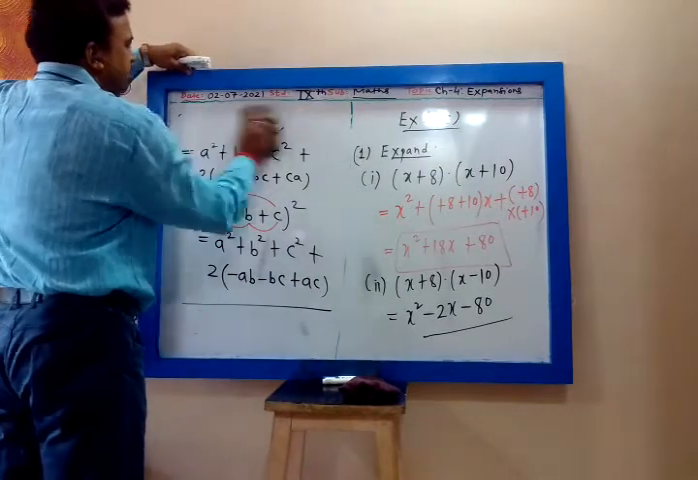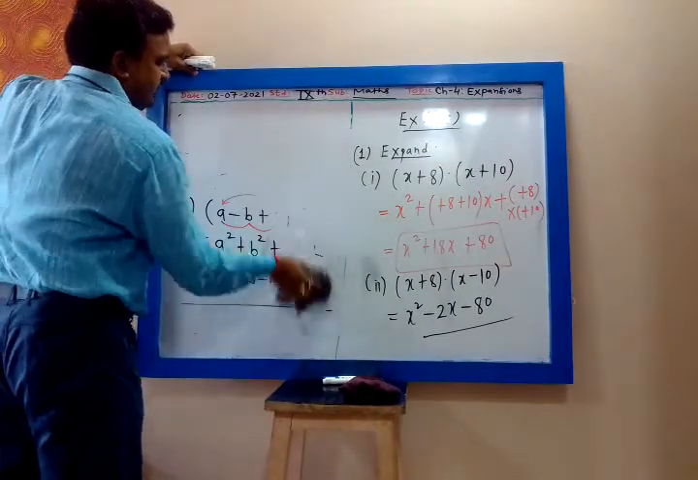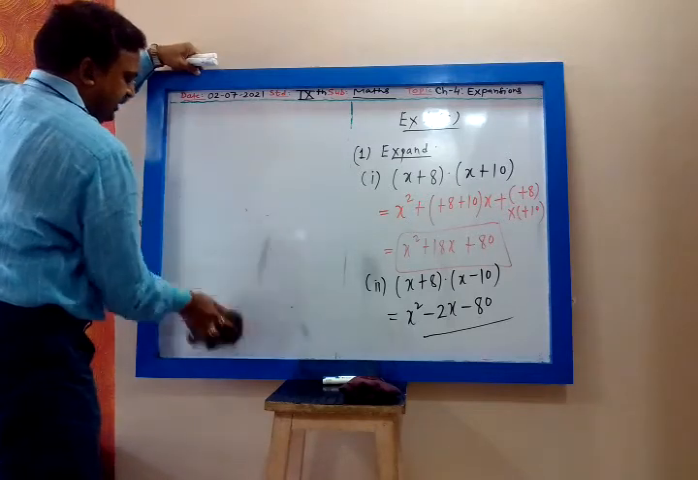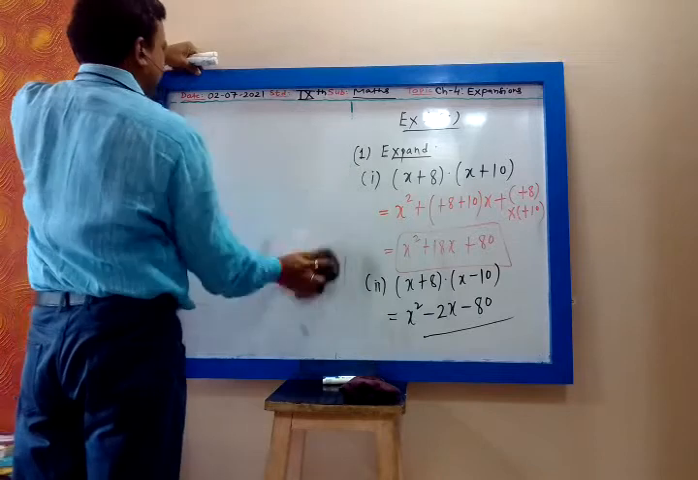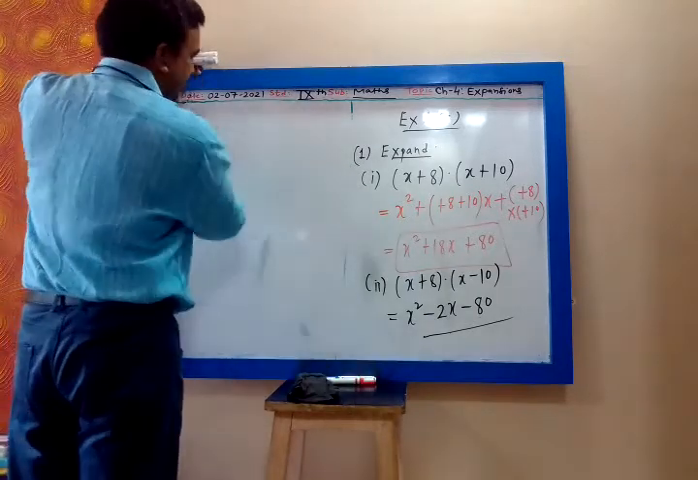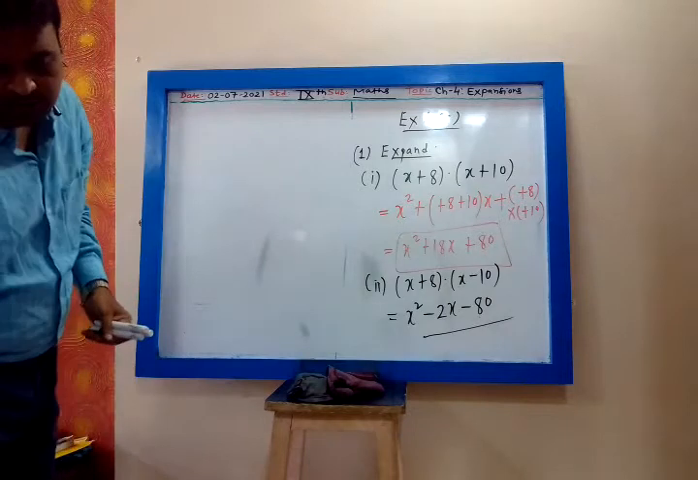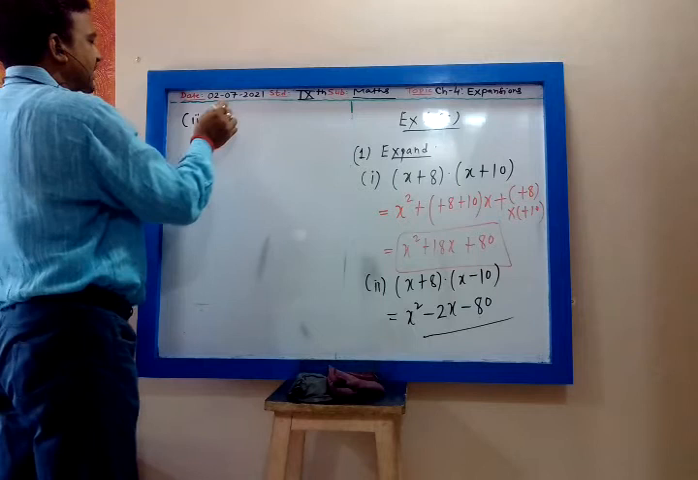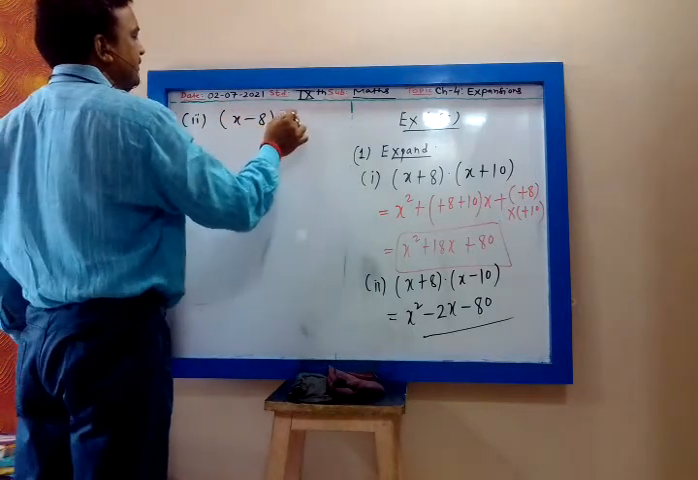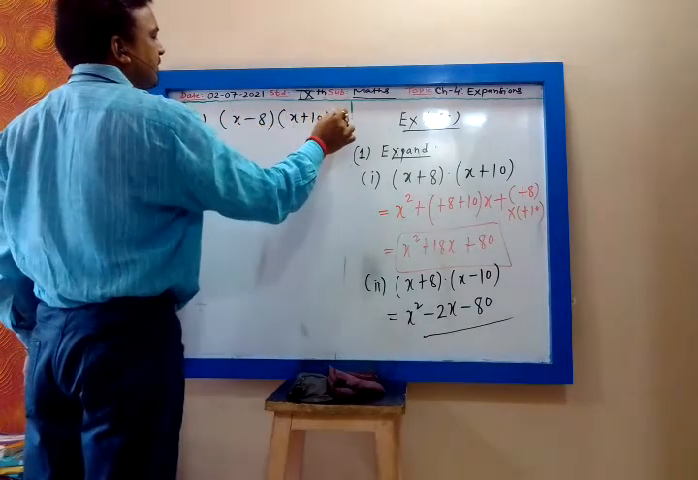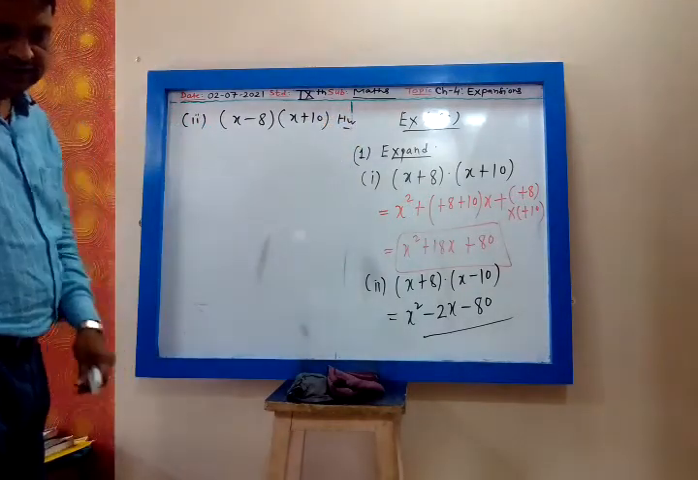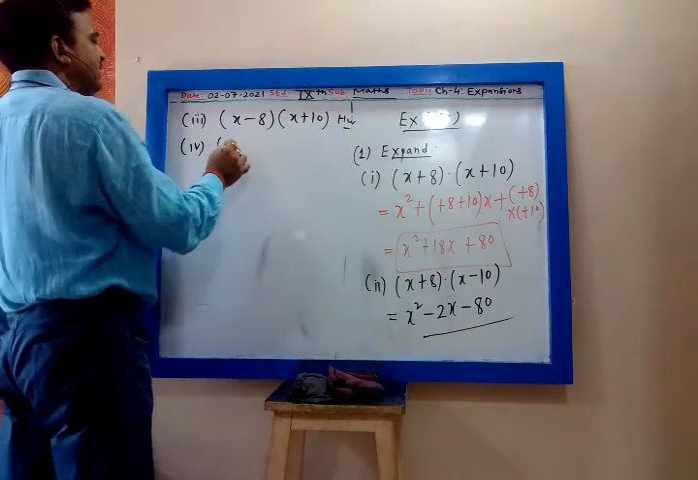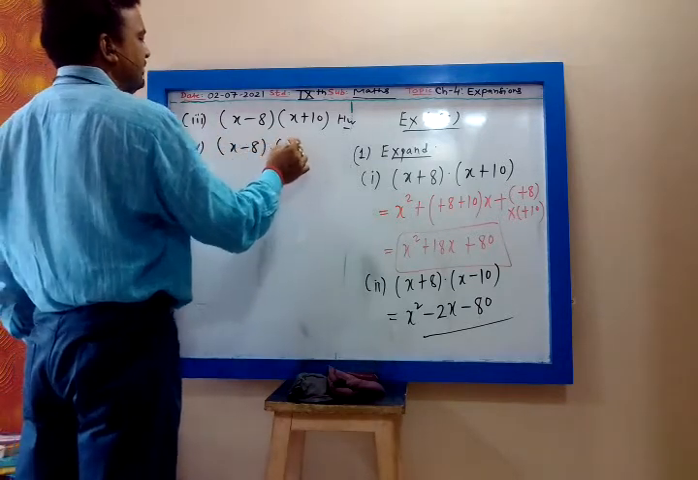So in this type of problems, in between, we add the numbers with their usual sign, and last we multiply the numbers with their usual sign. That's all. This is the technique. Okay. So there are other problems. (x minus 8) into (x plus 10): this will be homework. Then (x minus 8) into (x minus 10), fourth one. This will be homework.